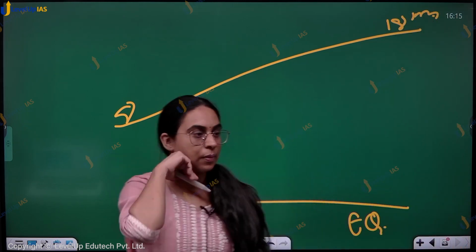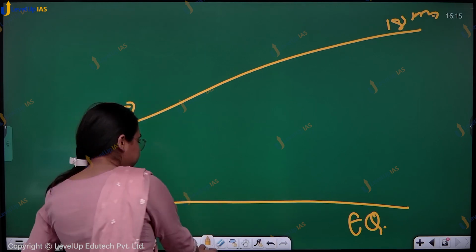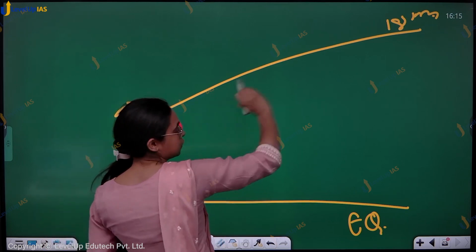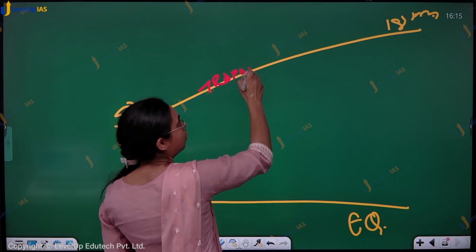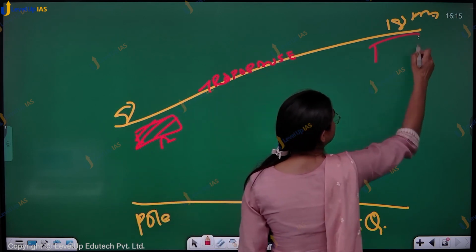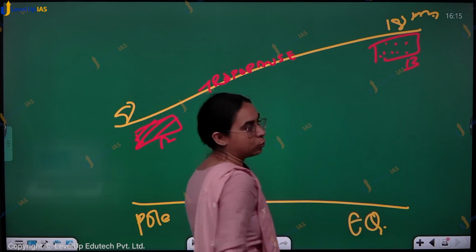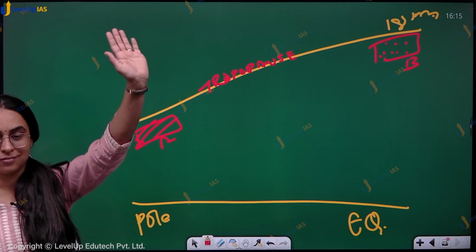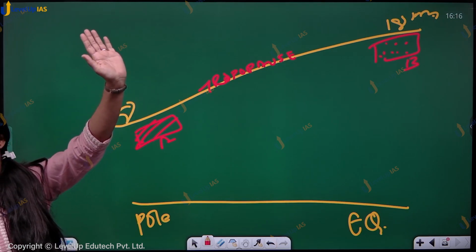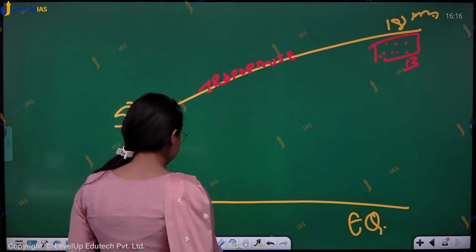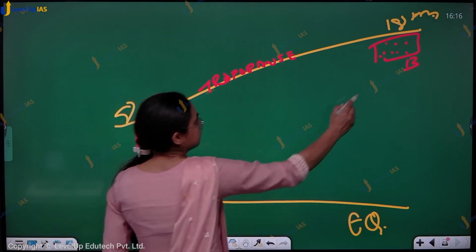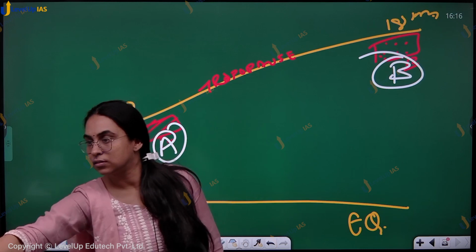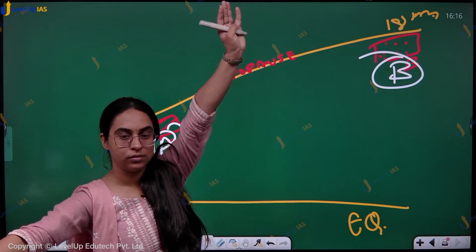Tell me one thing. Which place will be cooler? Place A. This is the troposphere, the tropopause, okay? Place A or place B? Which will be cooler? How many believe A will be cooler? Online class, how many believe B will be cooler?